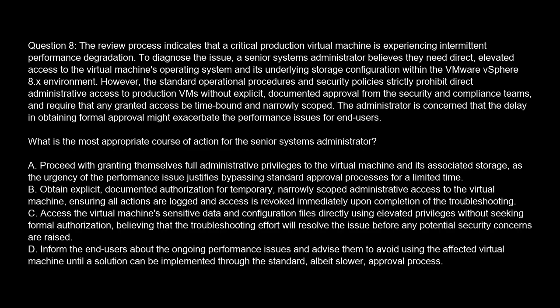Option C. Access the virtual machine's sensitive data and configuration files directly using elevated privileges without seeking formal authorization, believing that the troubleshooting effort will resolve the issue before any potential security concerns are raised. Option D. Inform the end users about the ongoing performance issues and advise them to avoid using the affected virtual machine until a solution can be implemented through the standard, albeit slower, approval process.